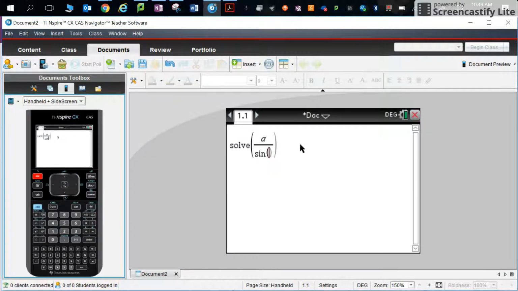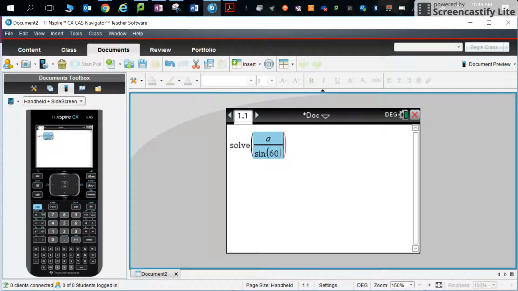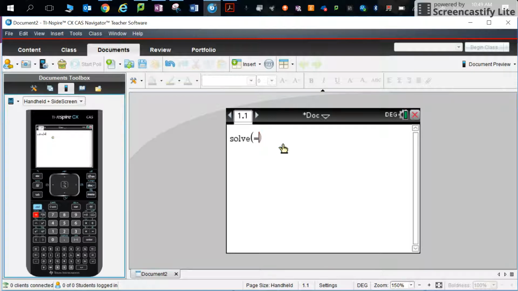Okay, that seems to be better. I'm going to go A sine 60 and then go equals. Oh, I've lost it. Okay, let's try that again.